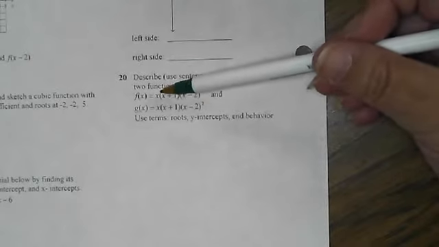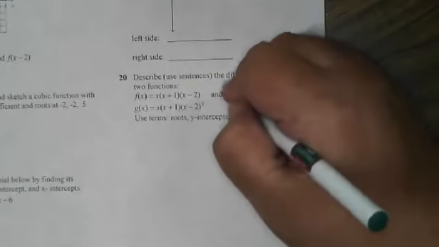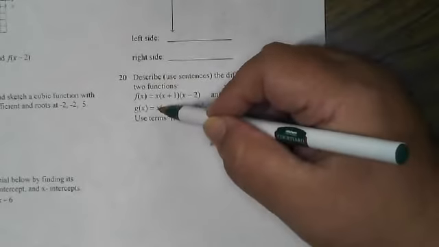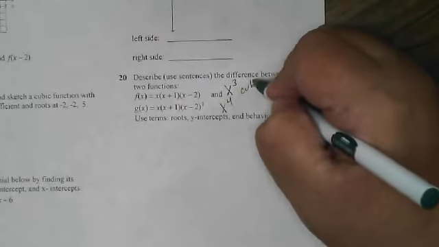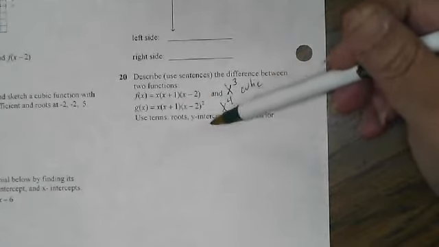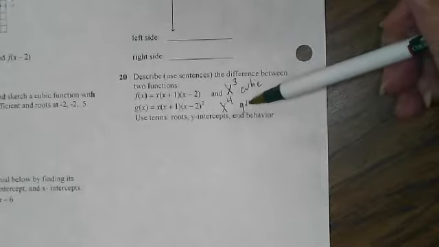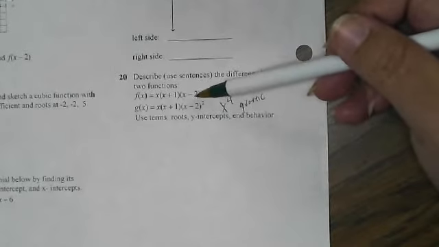Notice that the top function is a x plus 1, x minus 2, so this is an x cubed. And the bottom one, there's 1, 2, 3, 4, so this is an x to the 4th. So this is a cubic, and this is a quartic. And basically you want to use these words below to describe the differences. So you would talk about how there's an extra root here at positive 2.